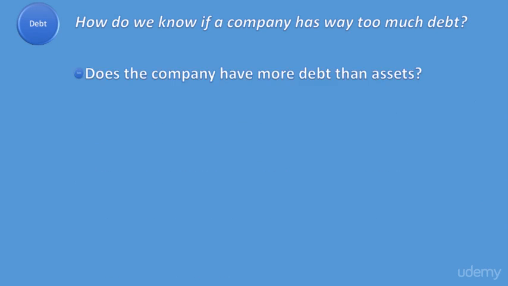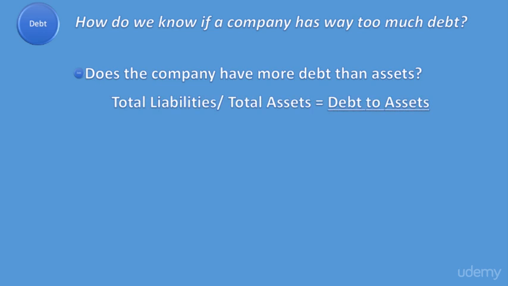All right, let's move on to debt. How do we know if a company has way too much debt? Does the company have more debt than assets? That's total liabilities divided by total assets, and that's debt to assets. And banks don't want that number to be greater than 1, right? Otherwise, they'll say, oh, you have too much debt. I'm not going to lend to you anymore.